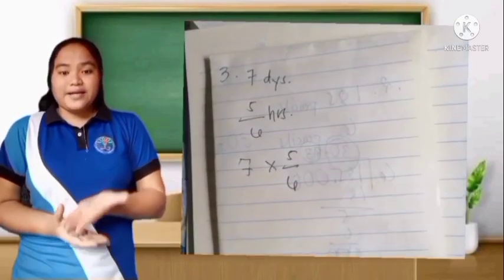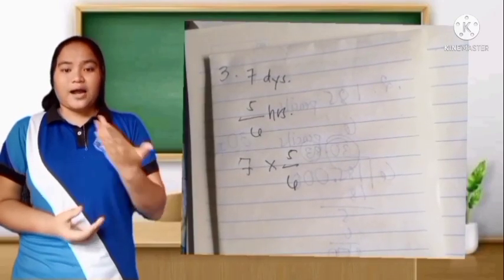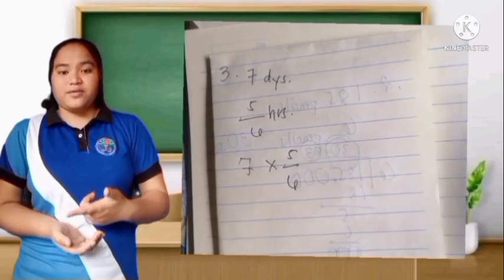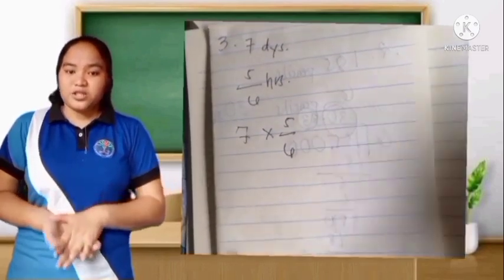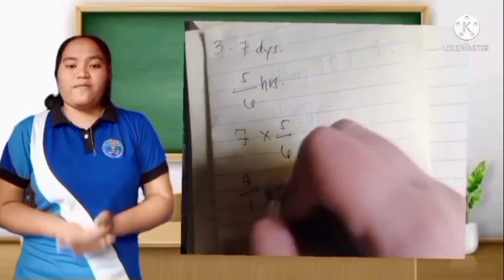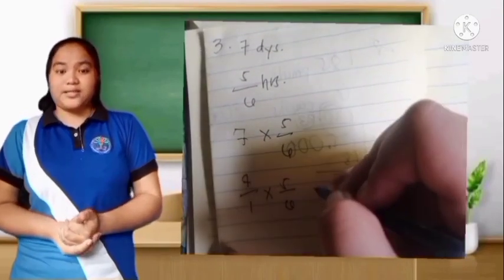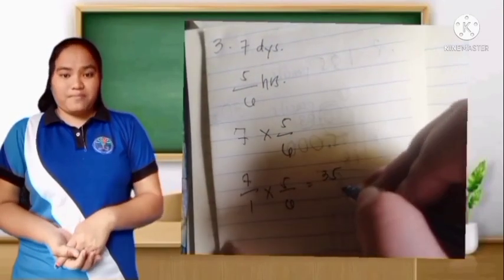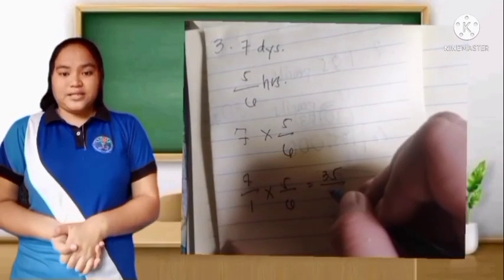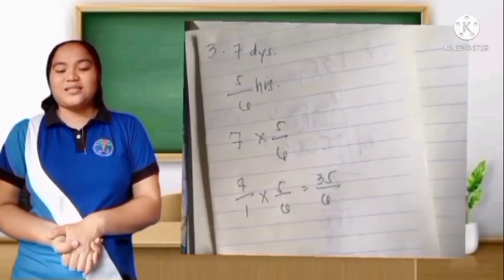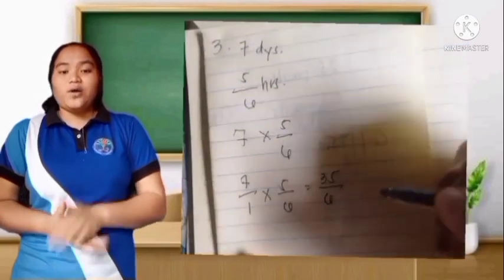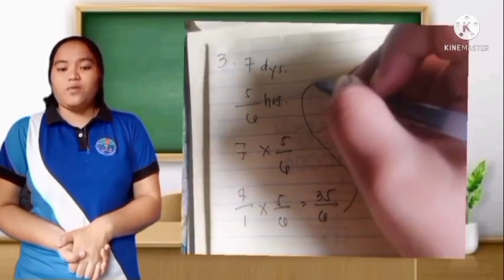So, gaya ng ginawa natin sa nakaraang mga questions, if it is a fraction, gagawin po natin fraction din yung whole number. So, 7/1 times 5/6 equals, 7 times 5 equals 35, and 1 times 6 equals 6. So, the answer is 35/6.